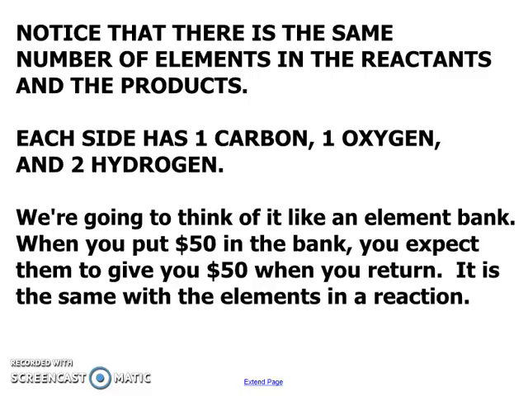So there's the same amount, not only the same number, but the same amount of each of those elements. So if you think about it like a bank, if you put $50 in the bank, you expect to get $50 back. It's the same with elements in a reaction. Whatever you start with is what you're going to end up with.